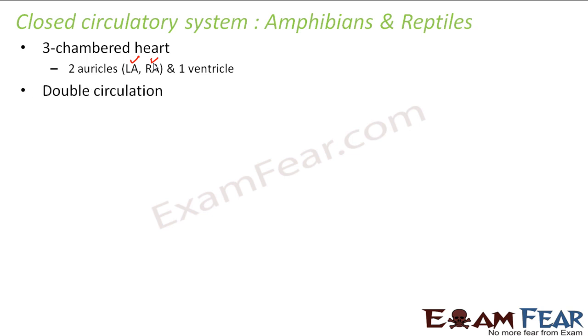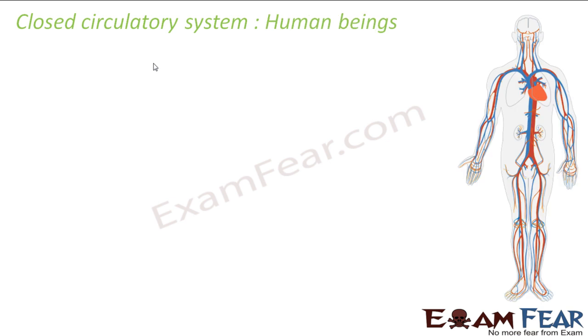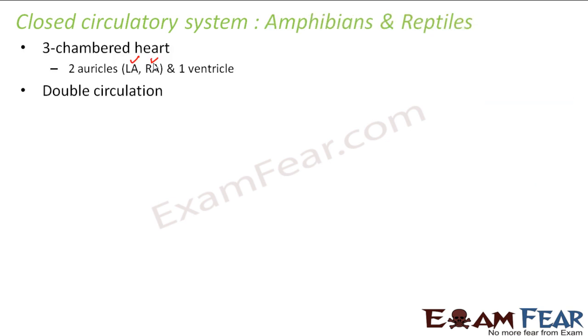In case of amphibians, we have double circulation. So let us look at how circulation takes place in case of amphibians and reptiles. Let us suppose here we denote the different body parts. Which is the respiratory organ in case of amphibians and reptiles? They have lungs. So let us suppose this is the lungs, this is the body, and let us suppose this is the heart.